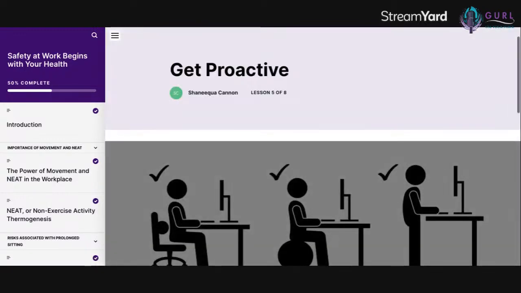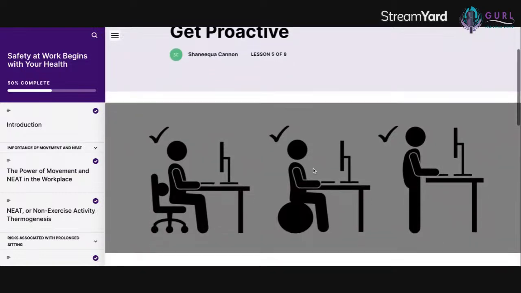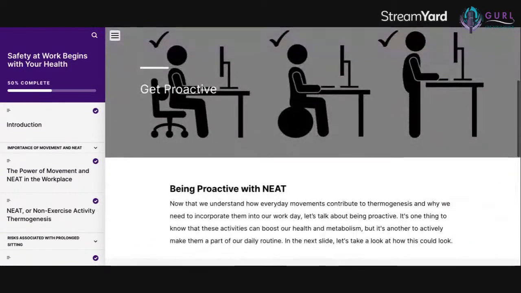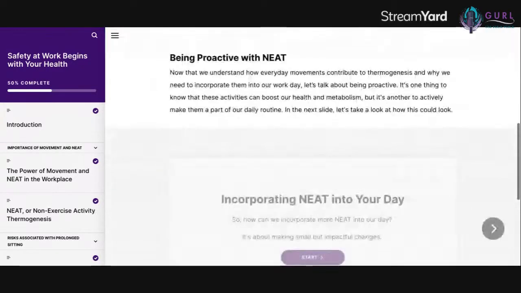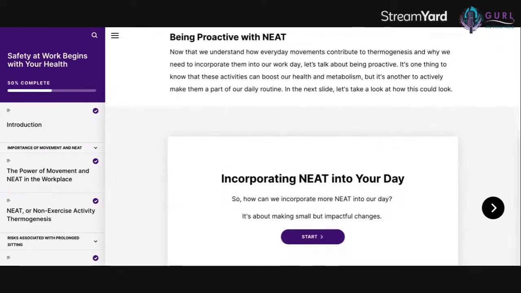Because a lot of people, myself included, are contrarians by nature. You tell us to do something and we're just like, that's not it. I'm not doing it. No, no. Okay. So what do you do? You get proactive. What does that mean? Here's a banner that has some pictures of some great posture.